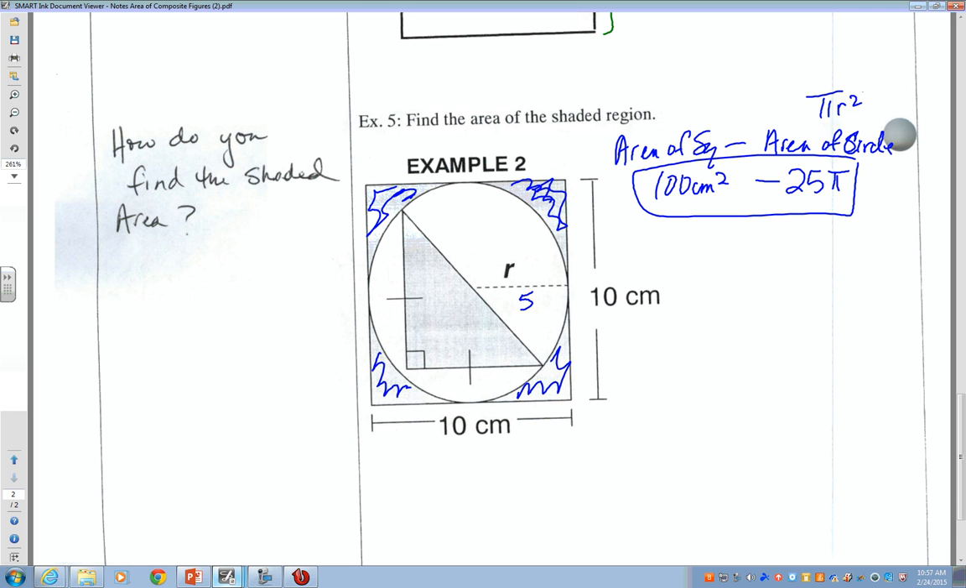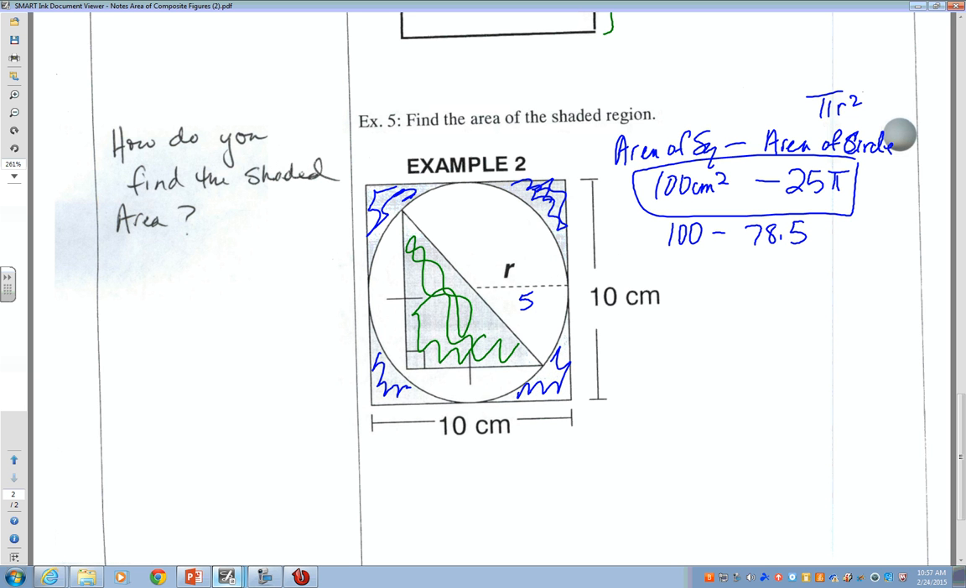100 minus 25 pi. They're not like terms. But if I do the approximation, you're right. So we had 100 minus, what was it, 78.5? Okay. All right, that's right. So no, we want the shaded region. So you're right, Michael. We have to take the triangle into consideration. So this is our area of the shaded corners. Now I've got to talk about this shaded part here.